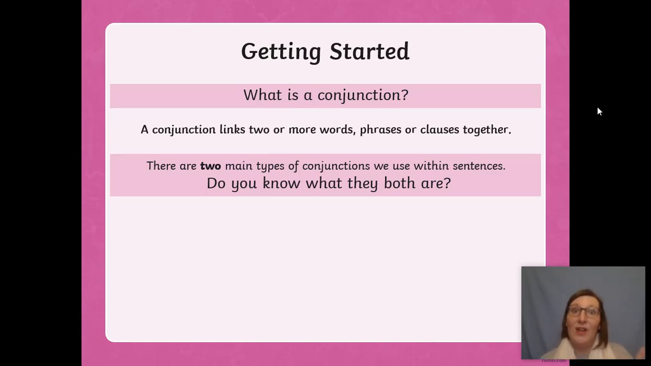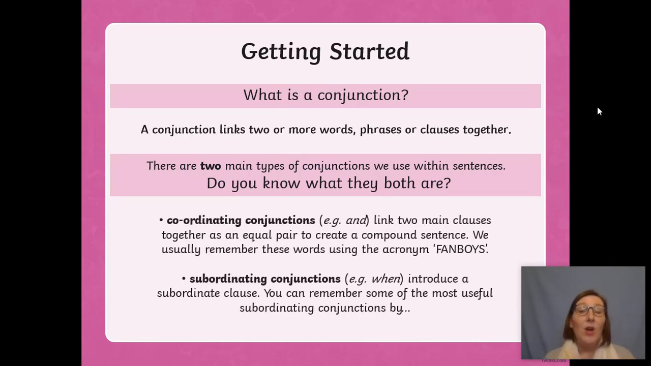And that's what we've been having a look at, isn't it, over the last couple of days, our coordinating conjunctions. So we have our coordinating conjunctions that link 2 main clauses together as an equal pair, and they create a compound sentence. And we remember it with the acronym FANBOYS. Now, a subordinating conjunction introduces a subordinating clause. Now, you can remember some of the most useful subordinating conjunctions with another acronym.